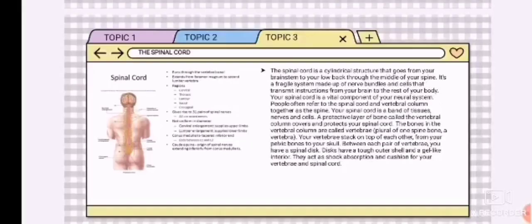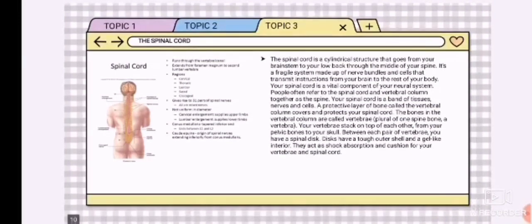Your spinal cord runs from your brain to your low back through the middle of your spine. It's a fragile system made up of nerve bundles and cells that transmits instructions from your brain to the rest of your body. So your spinal cord is a vital component of your nervous system. People often refer to the spinal cord and vertebral column together as the spine.